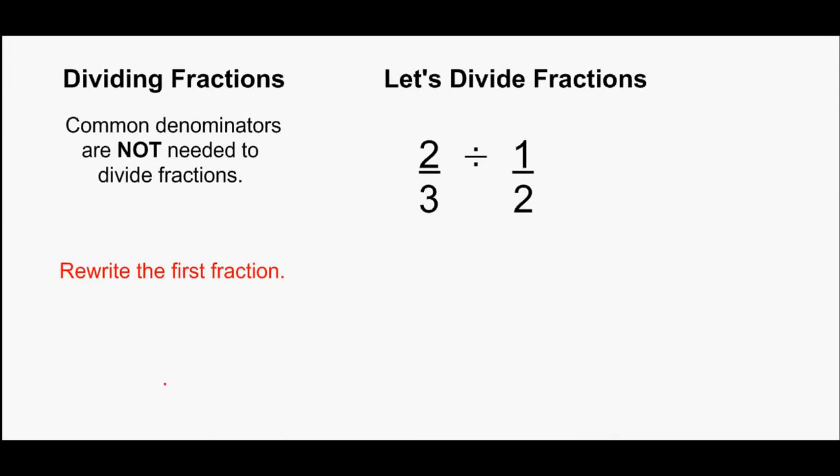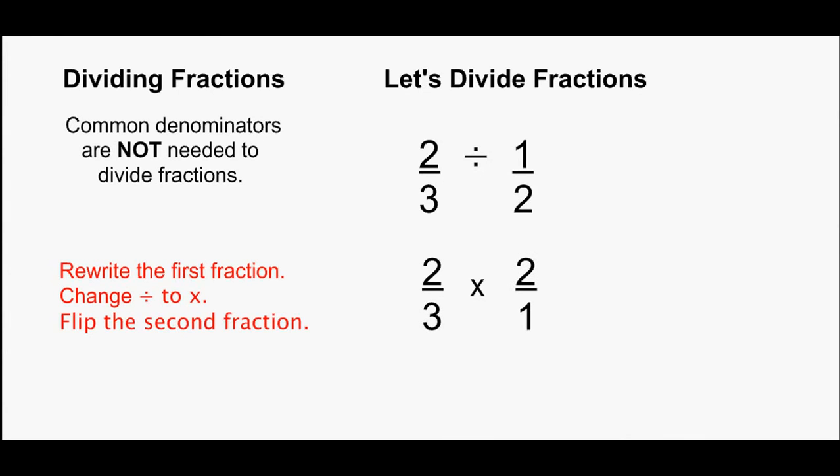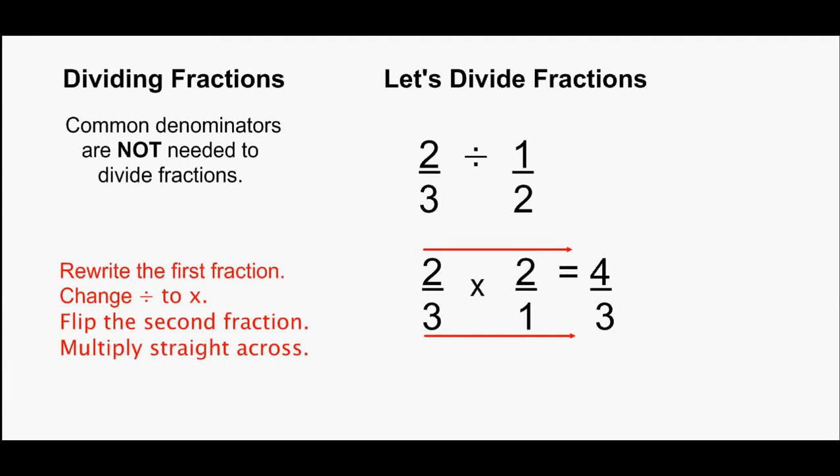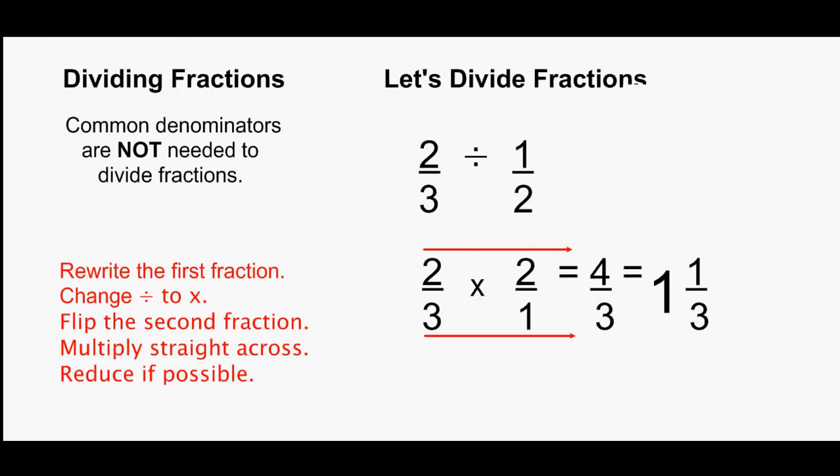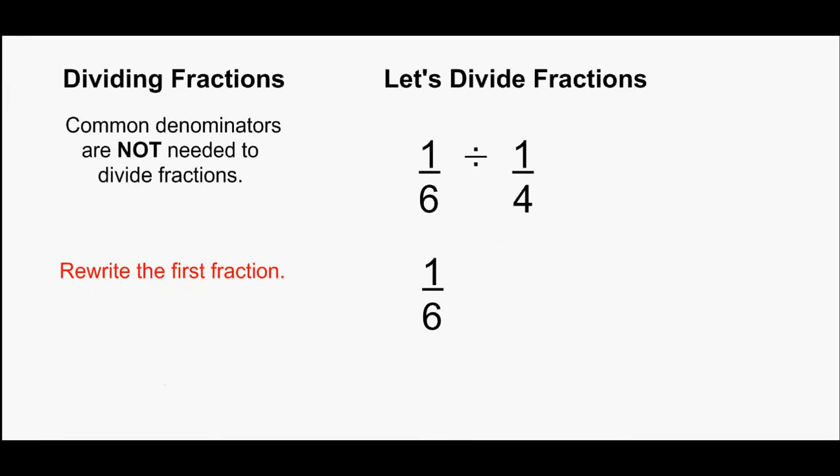Let's try the process again. 2/3 divided by 1/2. First, I'll rewrite the fraction 2/3, change division to multiplication, and flip the second fraction. Let's multiply straight across. We get 4/3, which you may write as a mixed number, 1 and 1/3.